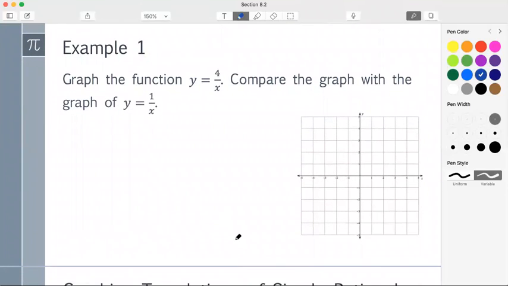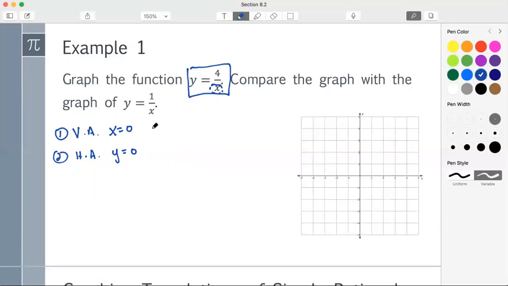Okay, so example 1, y equals 4 over x. So if you notice, this is very similar to our parent function. The only difference is there's a 4 instead of a 1. So the first thing I like to identify in the basic function without any h or any k is a vertical asymptote. Okay, so the vertical asymptote is going to occur whenever the denominator equals 0. So that's going to always happen when x equals 0. The second thing I notice is that there's going to be a horizontal asymptote at y equals 0.